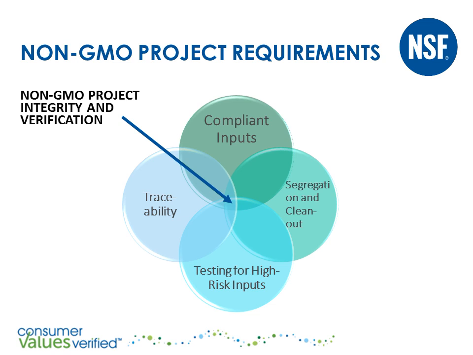So as you mentioned, traceability and segregation are the 2 main requirements of a compliant quality management system. The other 2 components of the Non-GMO Project Standard are compliant inputs and testing for high-risk inputs. We'll go further into detail on how to classify inputs and testing requirements later.